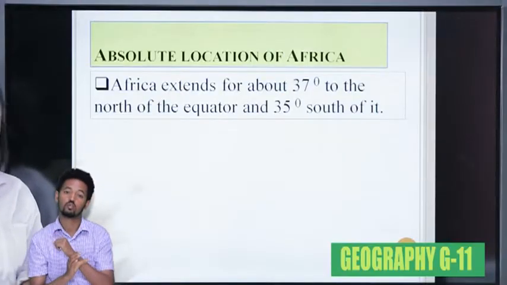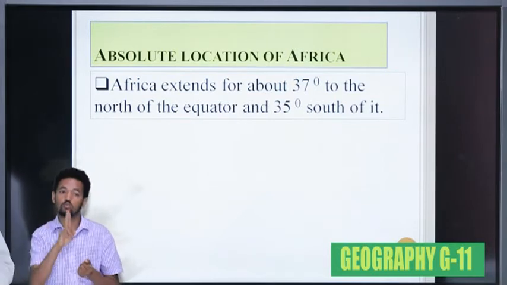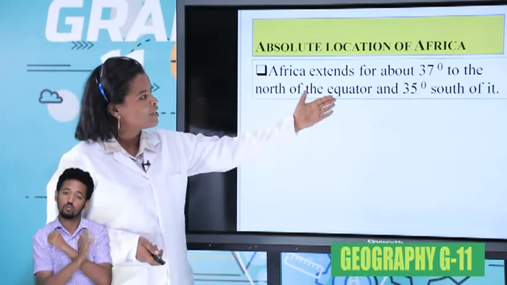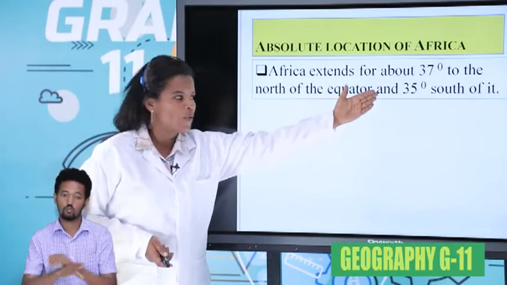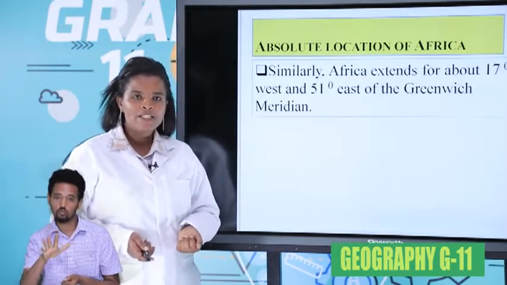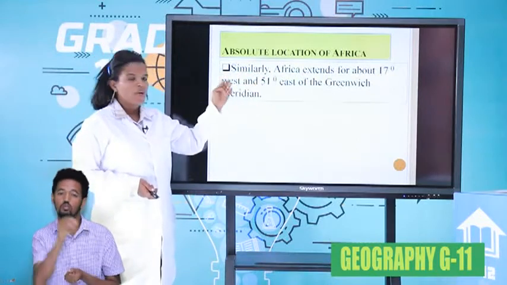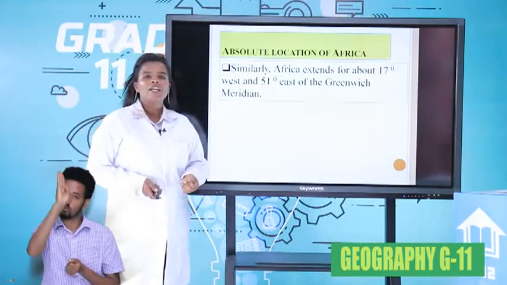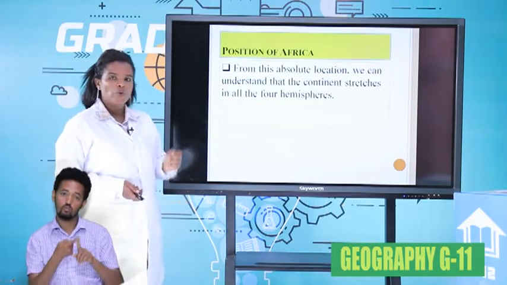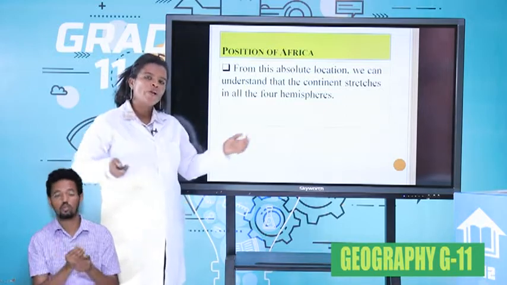Absolute location shows the location of an area by using astronomical grid reference. When we see the absolute location of Africa, Africa extends for about 37 degrees north and 35 degrees south of the equator. Similarly, Africa extends for about 70 degrees west and 51 degrees east from the Greenwich meridian. From this absolute location, we can conclude that Africa stretches in all hemispheres.